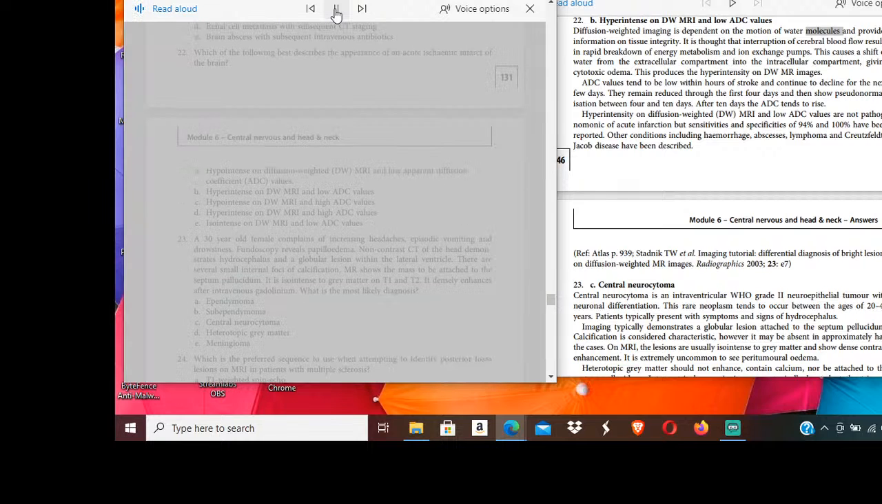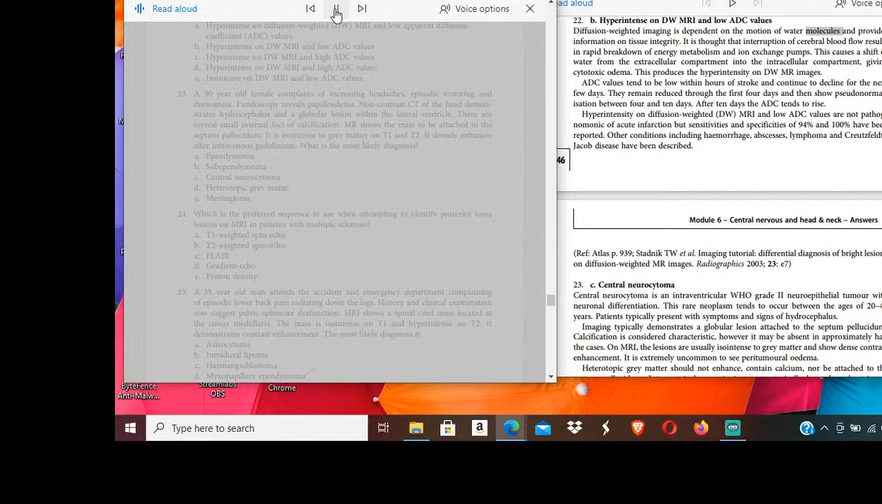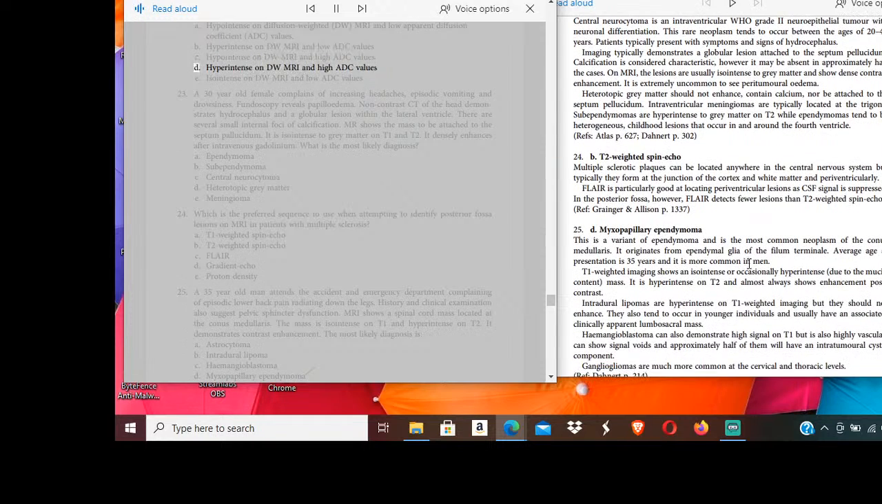D. Renal cell metastasis with subsequent CT staging. E. Brain abscess with subsequent intravenous antibiotics. 22. Which of the following best describes the appearance of an acute ischemic infarct of the brain? A. Hypointense on diffusion weighted, DW, MRI, and low apparent diffusion coefficient, ADC, values. B. Hyperintense on DW MRI and low ADC values. C. Hypointense on DW MRI and high ADC values. D. Hyperintense on DW MRI and high ADC values. E. Isointense on DW MRI and low ADC.